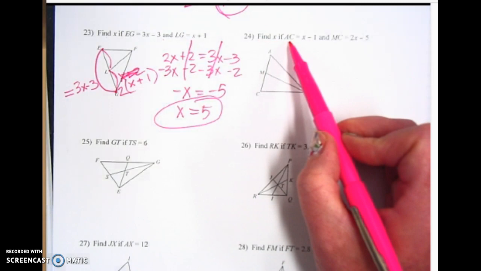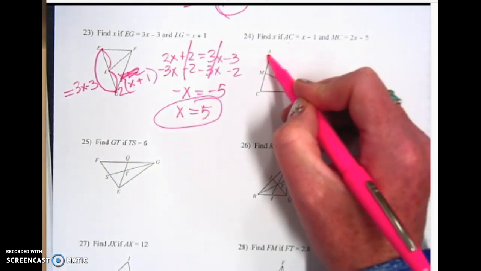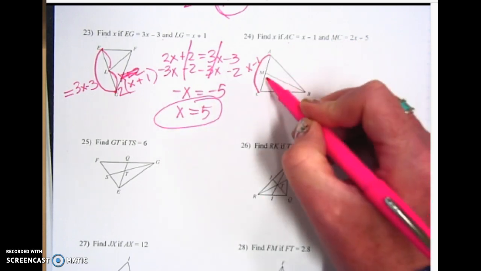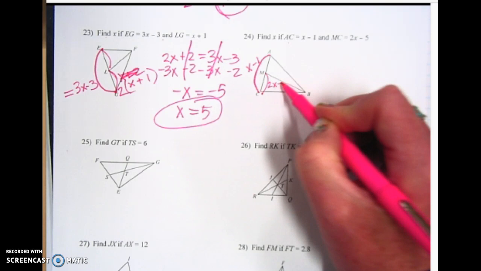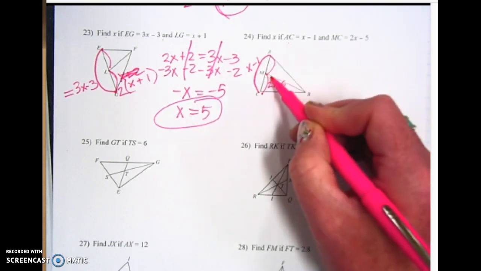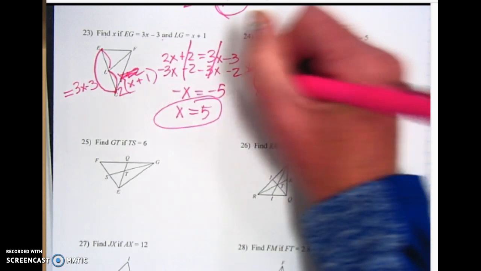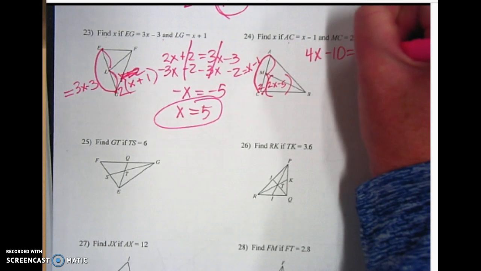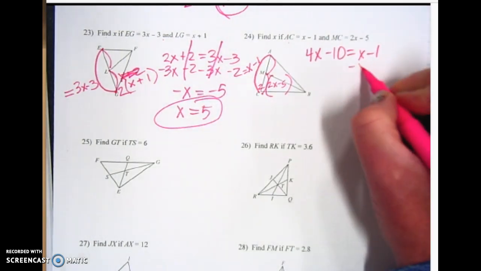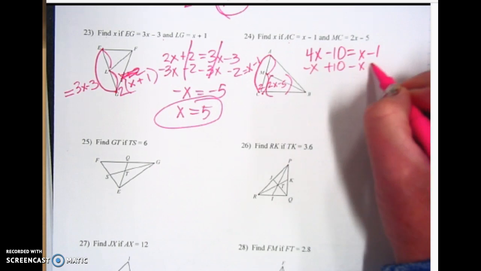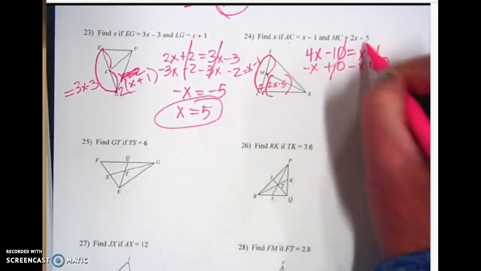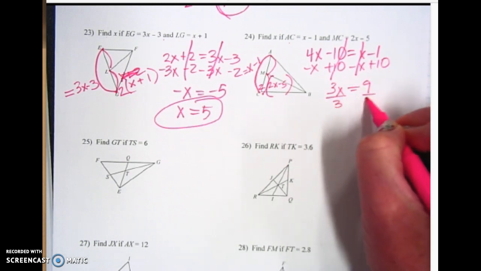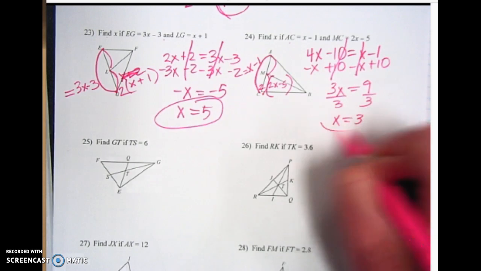Number 24, if AC equals x minus 1. So AC is this much, label it, x minus 1. And MC, so from here to here, is 2x minus 5. This one's also going to be 2x minus 5, so I'm going to double that and set it equal to this guy over here. So 4x minus 10 equals x minus 1. Subtract x from both sides. Add 10 to both sides. Opposites, opposites. So we've got 3x equals 9. Divide both sides by 3. So x is equal to 3.